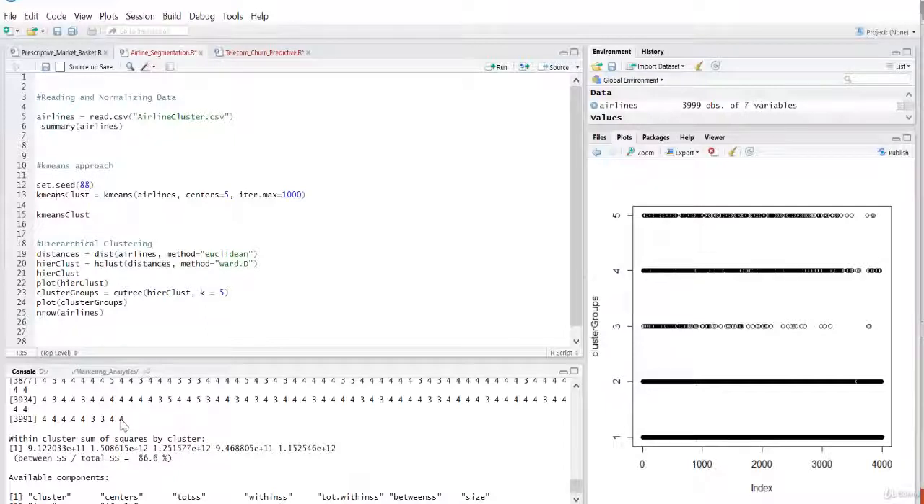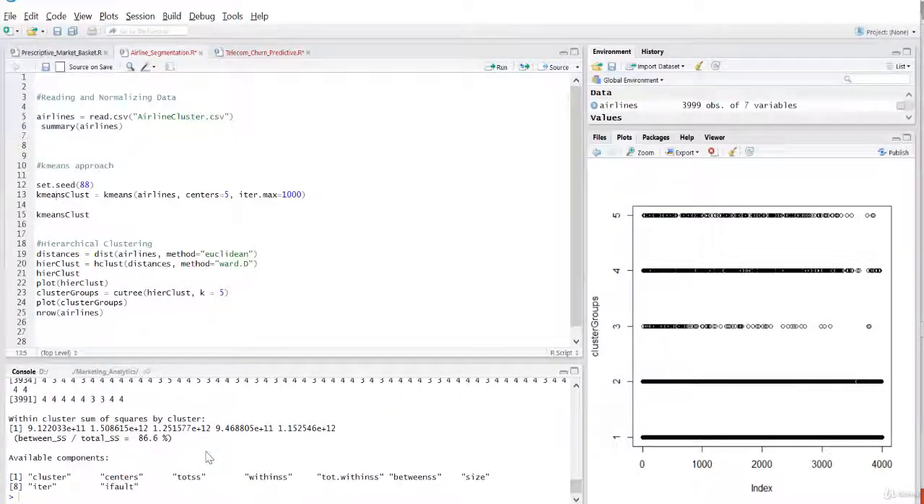So if you see, from 1 to 5, we have different responses like 4, 3, 5, etc. Then we see the within cluster sum of squares by cluster. This is nothing but an accuracy kind of metric, showing how accurately my clustering has been performed. And then we have available components, which you should usually ignore, which tell you what components were considered while running this algorithm.